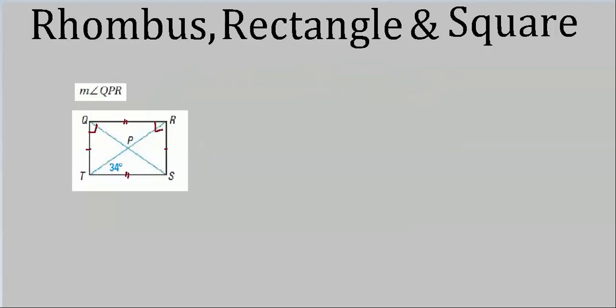And here's one where we're given our rectangle. We know it's a rectangle because opposite sides are congruent and we've got 90-degree angles all the way around. Remember, if you draw these two in as 90, they all have to be 90. The question is, what is angle QPR?